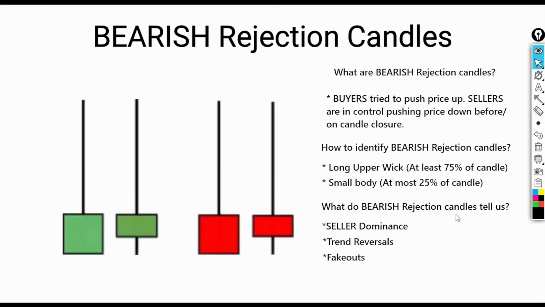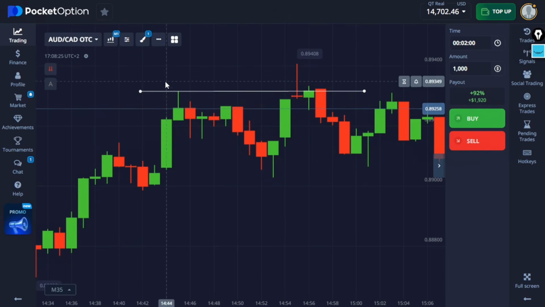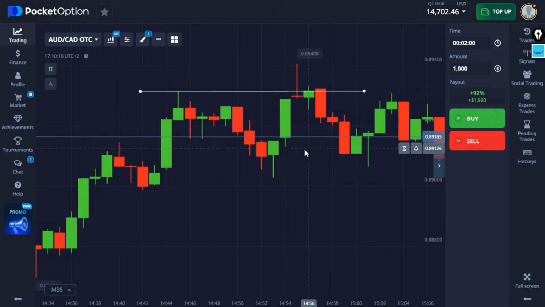Now, bearish rejection candles could also potentially signify fake outs, right? We can't forget about that. So let's go take a look at an example. So right now we're looking at CAD on the 1 minute time frame, and if you look closely, you'll notice I marked out this white resistance level. And for those of you who trade breakouts, this break of resistance right here was a confirmation to open a buy position.